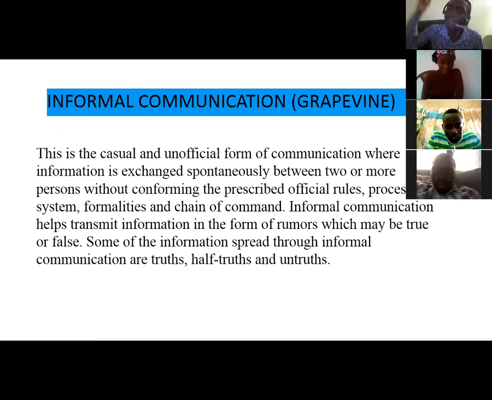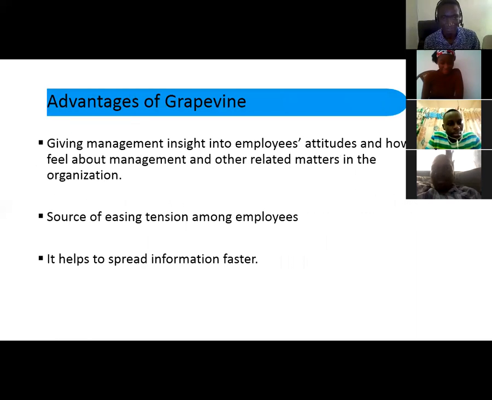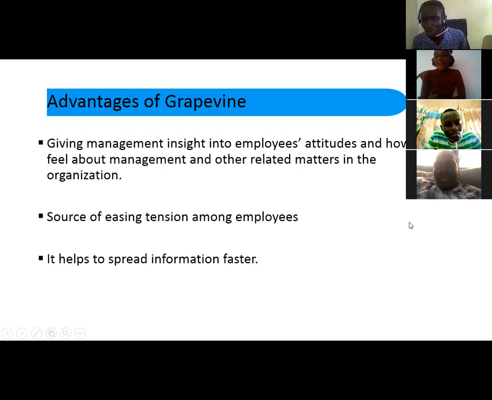So it's referred to as informal or grapevine communication. But is it always bad? Rumors, is it always bad? Gossips, is it always bad? No, sometimes it is good. At times gossips are good. You can ask the girls, they will tell you.